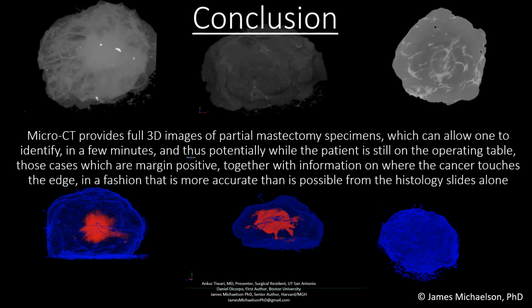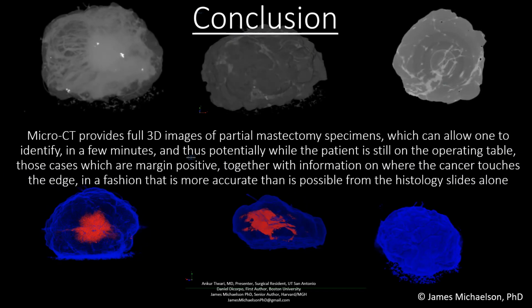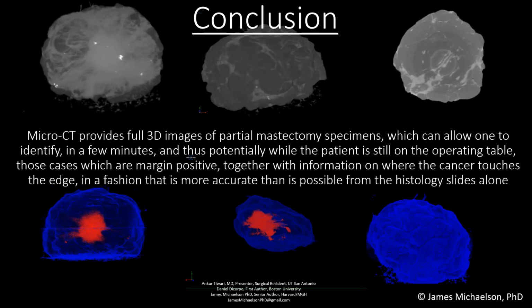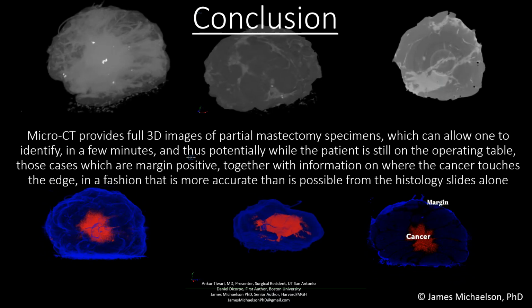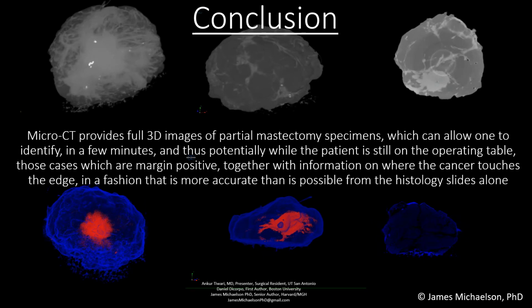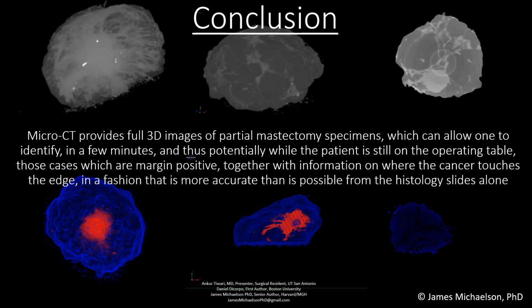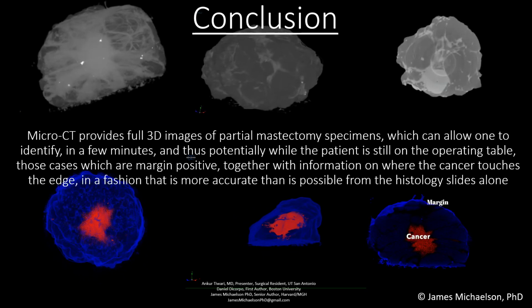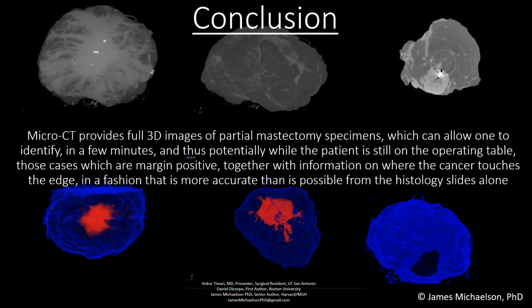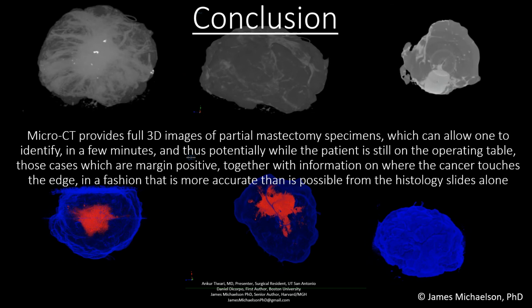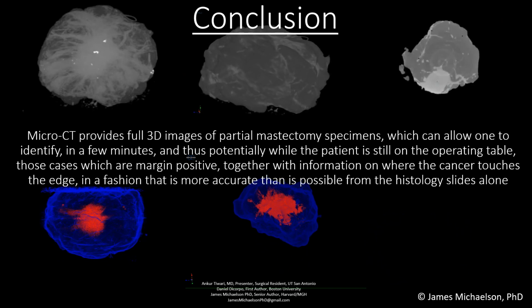In conclusion, micro-CT provides full 3-dimensional images of partial mastectomy specimens, which can allow one to identify in a few minutes and thus potentially while the patient is still on the operating table, those cases which are margin positive, together with information on where the cancer touches the edge in a fashion that is more accurate than is possible from the histology slides alone.